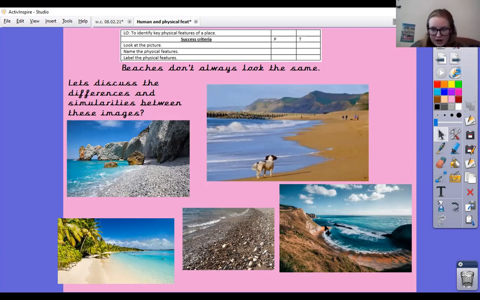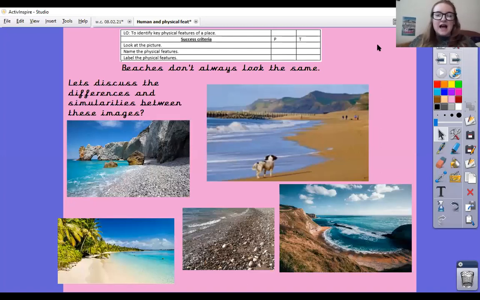Down here, we've got another beach. This bit all around here is the beach. It's very, very sandy. I can see some pebbles. I can see that the sea is rolling onto the beach. These are all beaches. They don't always look alike, but we know the beach is the bit of land that meets the sea.